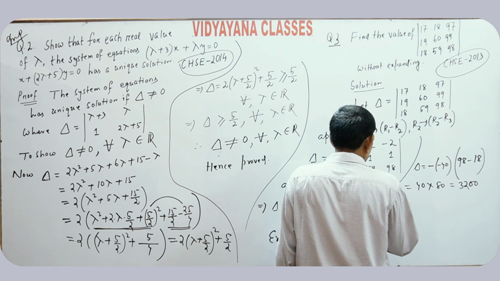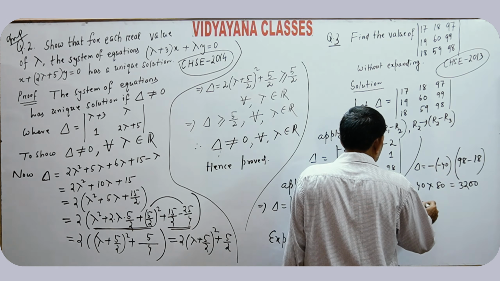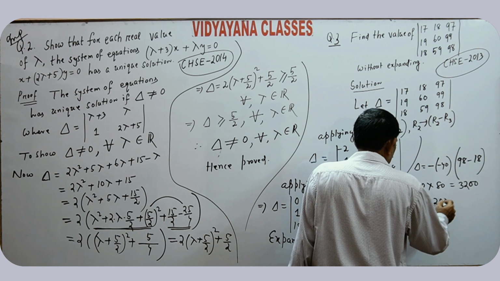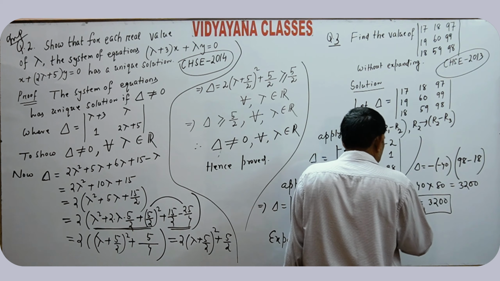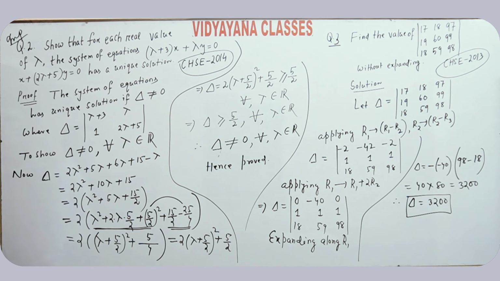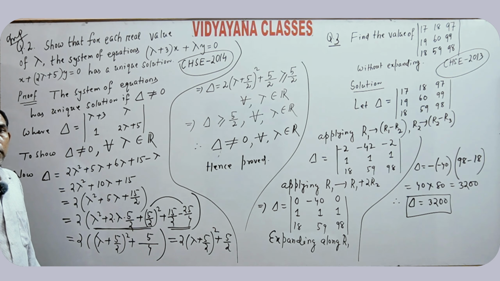Therefore, del is equal to 3200. The value of del is 3200. Clear?